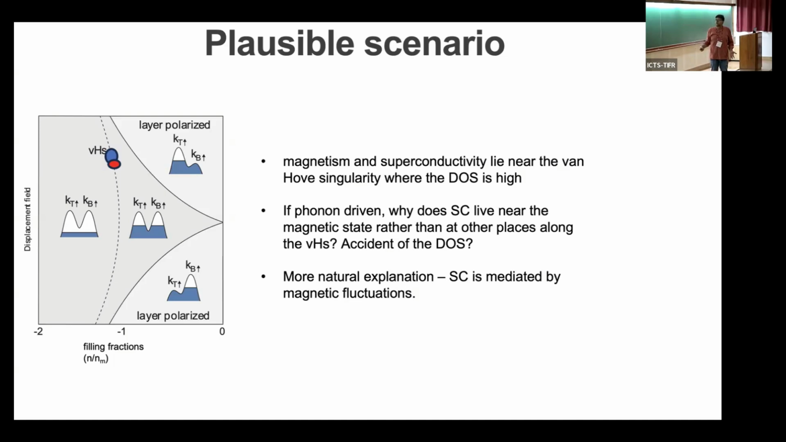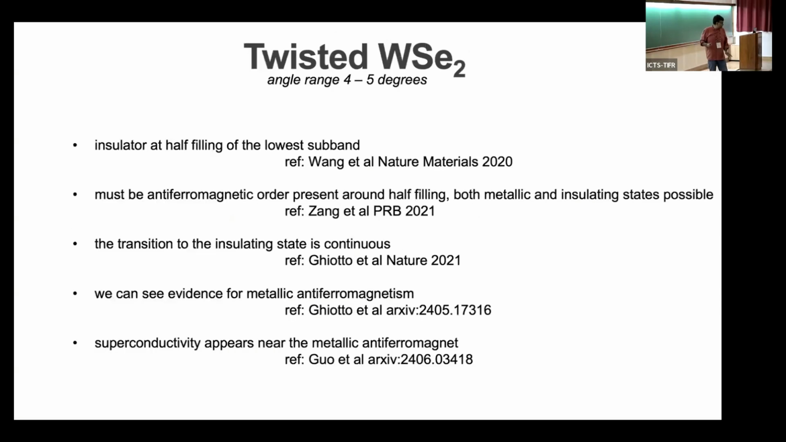But there's a more natural and tantalizing explanation: that this superconductivity is somehow related to the destabilization of magnetic order, so it's mediated by magnetic fluctuations. But this is a speculation at this point. What we know as an experimental fact is that these two phases basically live right next to each other and only in that region. Okay, so that's all basically I had to say.